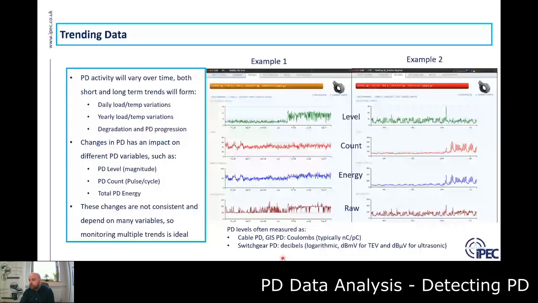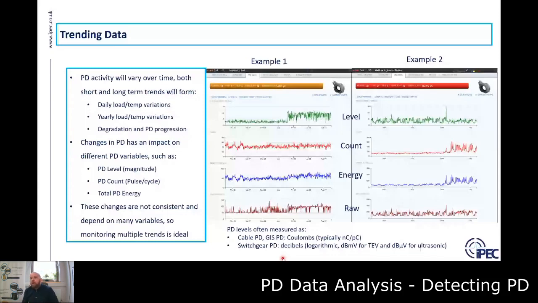So just to bear in mind when you're looking at the level changes, in this case, this is a cable PD, so this is in picocoulombs. If it goes from 5 to 10, it's obviously doubling. But it's important to understand that dB is a logarithmic scale. So the change from 10 to 20 dB is very different from the change from 20 to 30 dB, for example.